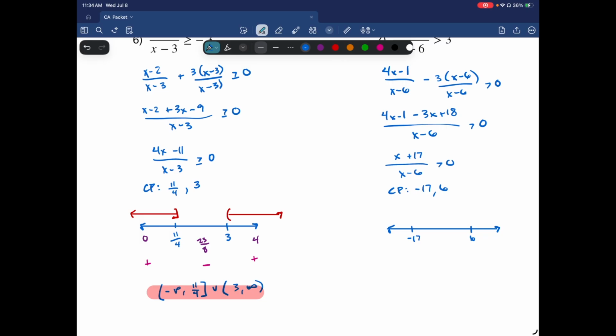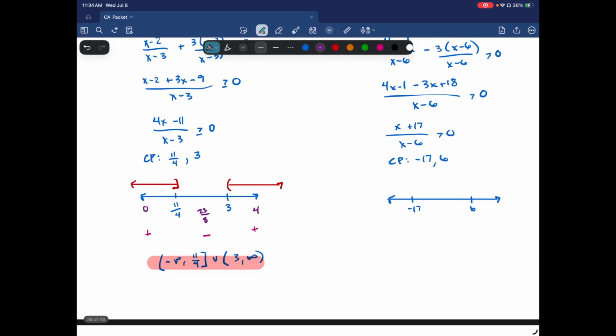All right, so this will be pretty straightforward. Let's do negative 20. Let's do 0. Let's do 10. All right, so if I plug in negative 20, I get a negative on top, a negative on the bottom, so that's going to be positive. If I plug in 0, I get positive on top, negative on the bottom, so that's negative. If I plug in 10, I get positive on top, positive on the bottom, so that's going to be positive. This thing is greater than 0, so I want to shade where it's positive.